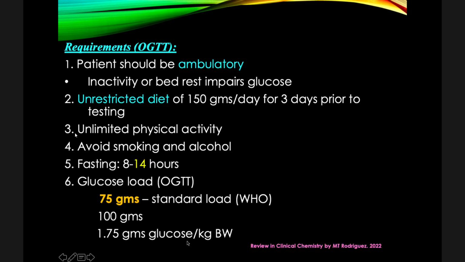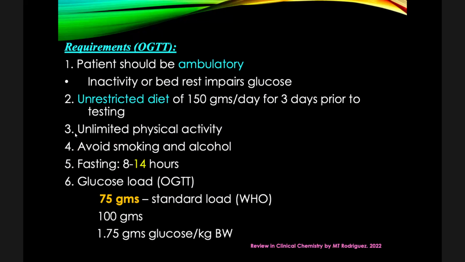What is the glucose load for patients under the category of children, ibig sabihin until the 18-year-old? 1.75 grams glucose times kilogram body weight of the patient. And according to WHO, the maximum glucose load that should be given, guys, to a child is up to 75 grams only.